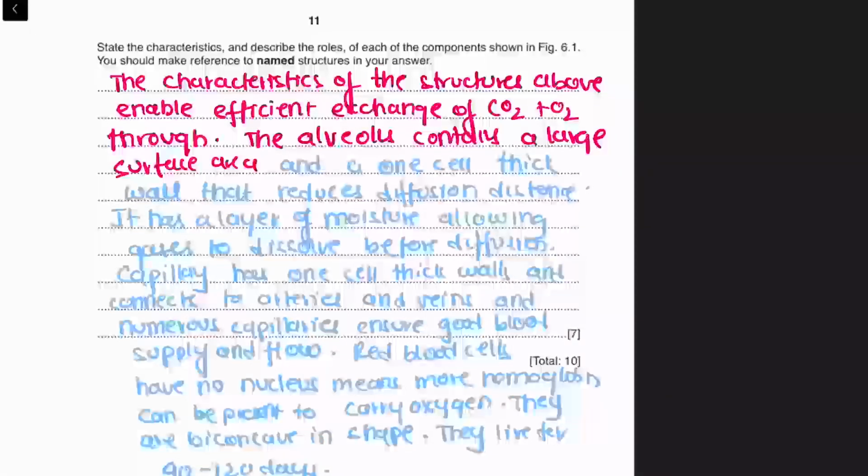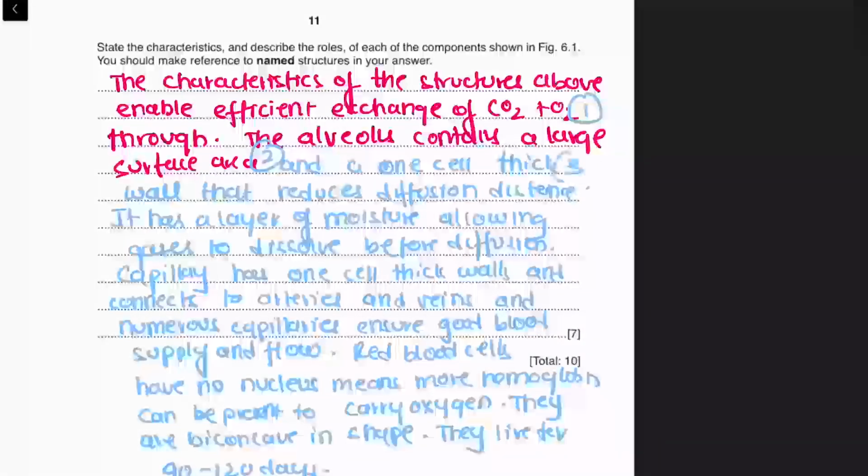So the 7 marks question, they wanted the whole thing, right? No, the whole thing. This is a 7 points from this. So basically you get 1 mark for saying that these characteristics allow efficient gaseous exchange of carbon dioxide and water. Alveolus contains a large surface area, another second mark.